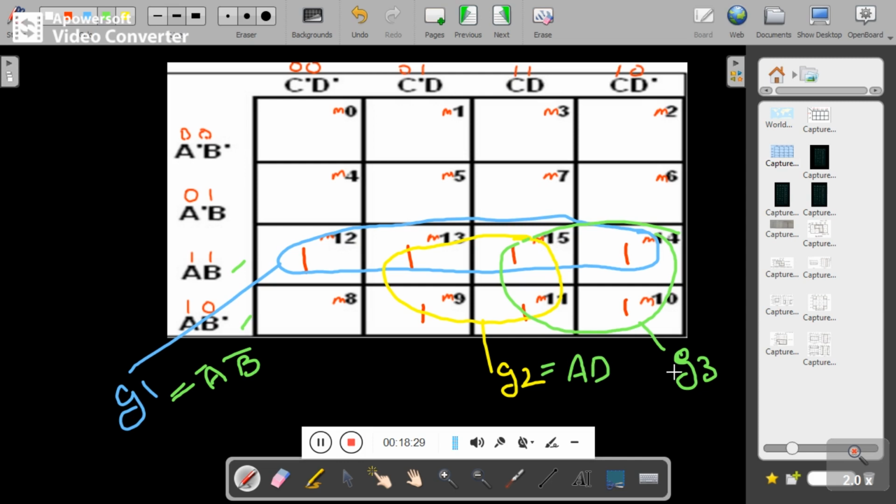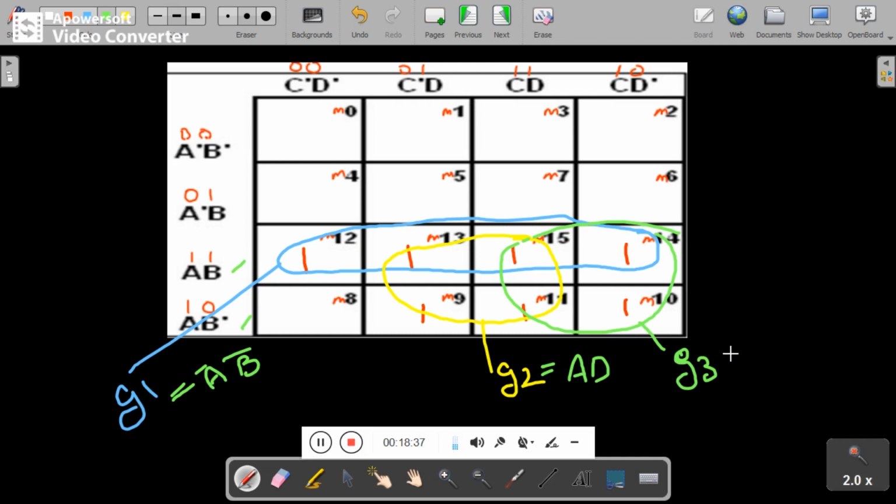What about G3? For G3 also you have to take vertically common. For G3 also vertically common is A. And for horizontal common you have to see horizontally here and here. So here and here common is C.